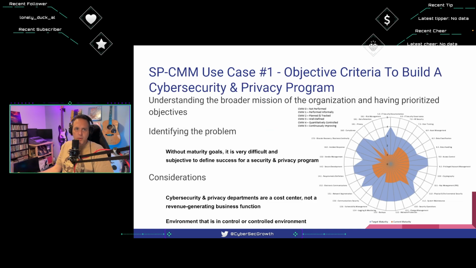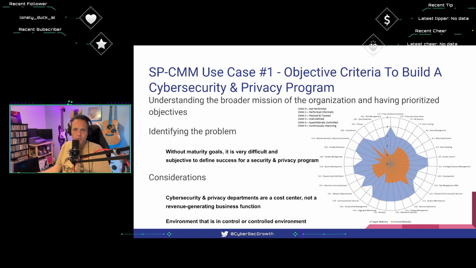Moving on, SVP CMM, there's a couple use cases here. I'm probably just going to blast through these now that we're kind of high on time. I knew we were going to go through time pretty quick here today. So CMM use case 1, this is objective criteria to build a cybersecurity and privacy program.